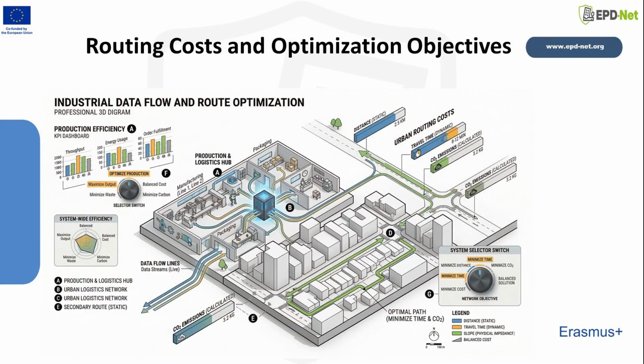There is a direct relationship between routing costs and optimization objectives. The selected objective determines which costs are prioritized during route calculation. As a result, different objectives can lead to different routing outcomes, even when the same network and locations are used.